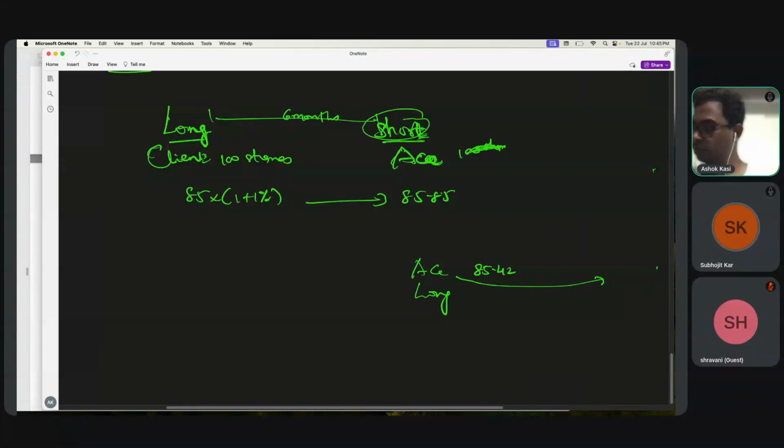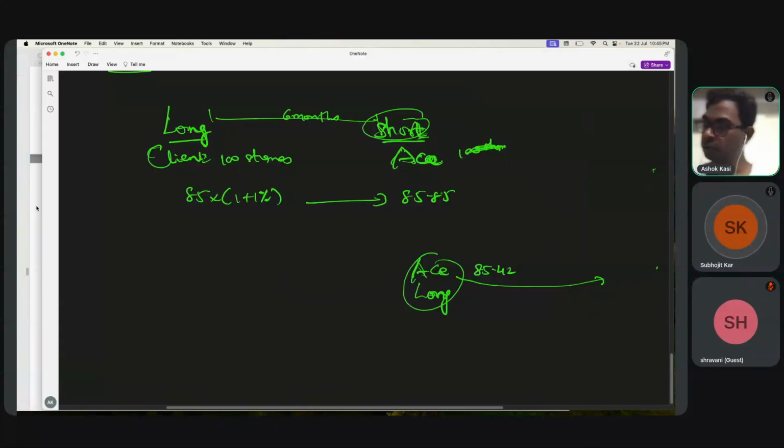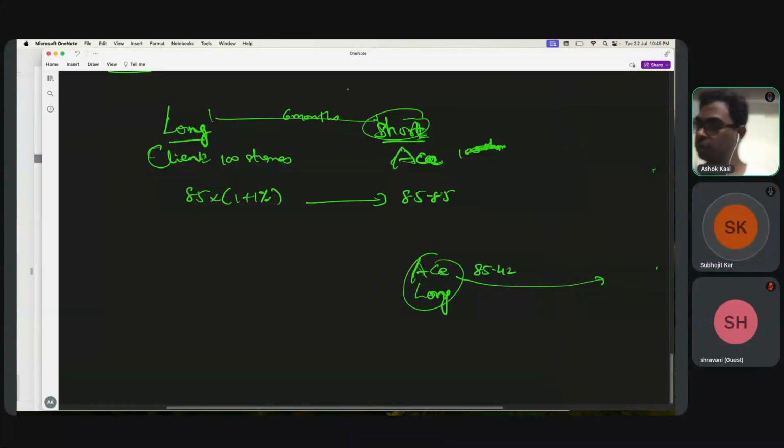So what did he do, did he buy shares? Yes, he is long. He has entered into one more derivative contract. He has not bought shares. He has entered into a futures contract. So this is forward, and this is future.